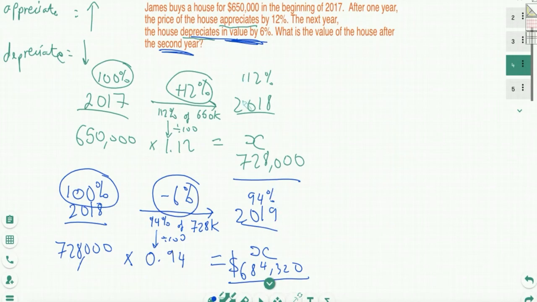So what we did here was I first found the price of the house after the first year, which was 728,000, and then I used that answer to find the price of the house in the second year. So just break it down year by year.